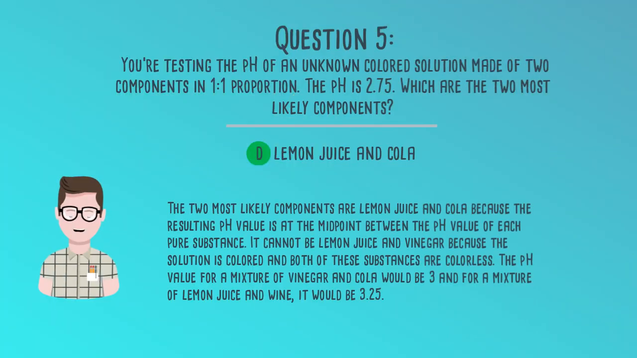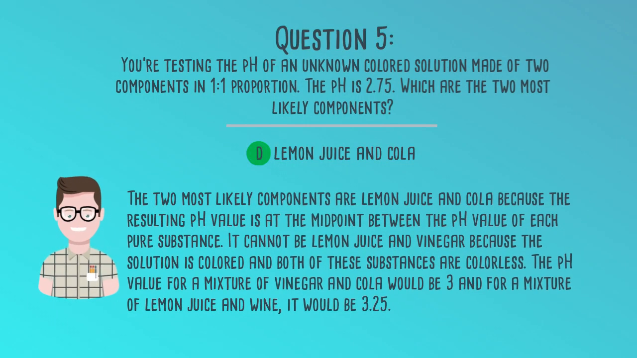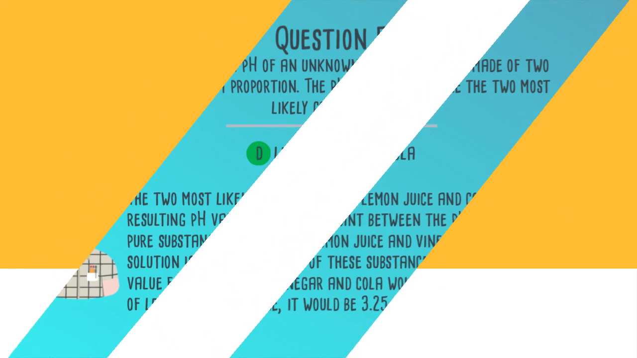Lemon juice and cola. The two most likely components are lemon juice and cola because the resulting pH value is at the midpoint between the pH value of each pure substance. It cannot be lemon juice and vinegar because the solution is colored and both of these substances are colorless. The pH value for a mixture of vinegar and cola would be 3, and for a mixture of lemon juice and wine it would be 3.25.